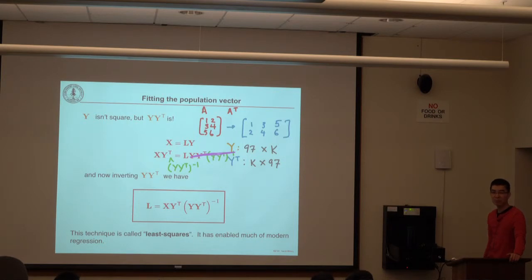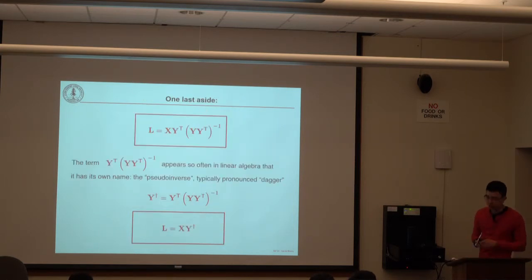Any questions on this? All right, so this technique is called least squares, and it's very, very common in linear algebra and machine learning. It's enabled a lot of modern regression, and this is a very classical technique going back to Gauss in the 1800s. One more final word on least squares is that this matrix, Y transpose times the inverse of Y Y transpose, appears so often in linear algebra that it has its own name. It's called the pseudo-inverse, or sometimes we just call it dagger. We'll call this term Y dagger.